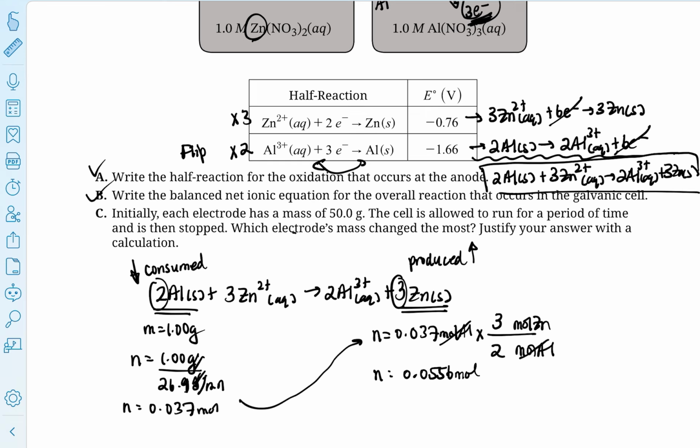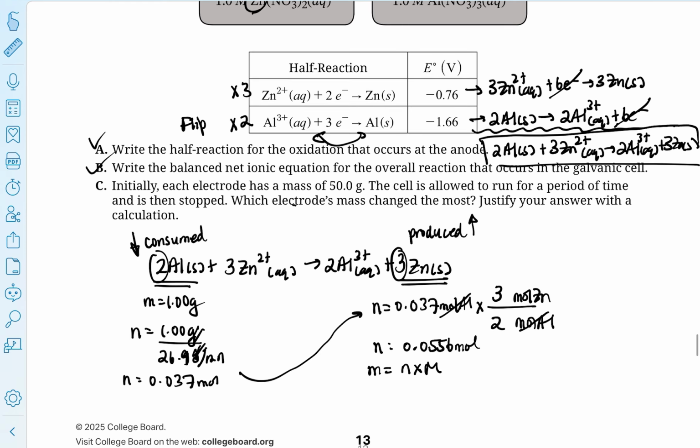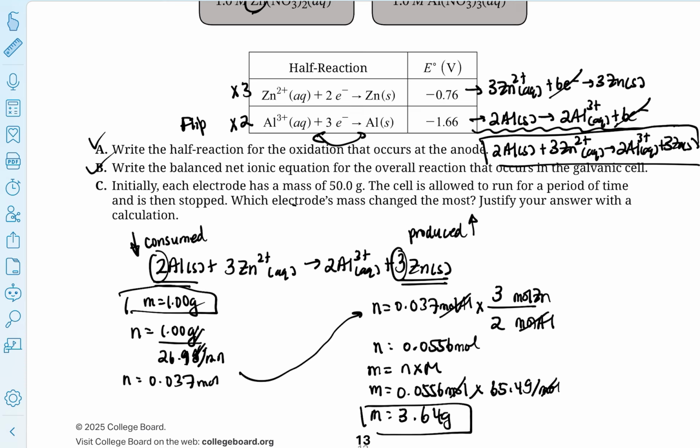So I'm going to change moles to mass by rearranging my mole formula. And the mass will be 0.0556 moles of zinc times zinc's molar mass, which is 65.4 grams per mole. And we can also see that zinc has a bigger molar mass too, right? So that means for every 1 gram of aluminum I consumed, I created 3.64 grams of zinc. So from this calculation, I used 1 gram of my reactant and I produced 3.64 grams of my product. So therefore zinc's mass changed more.